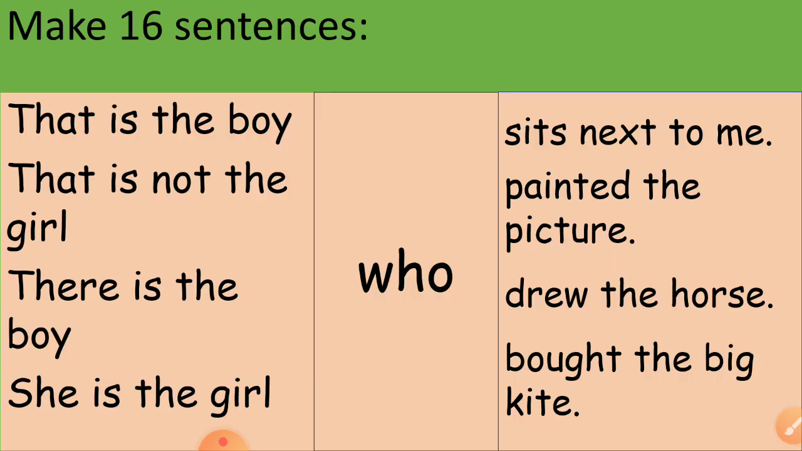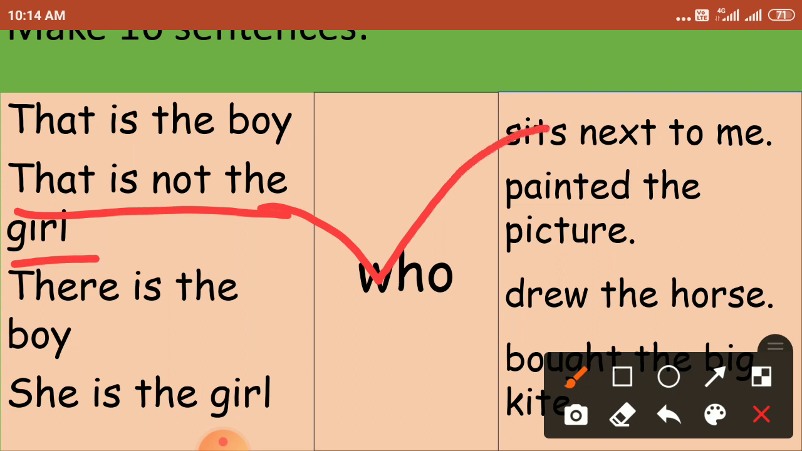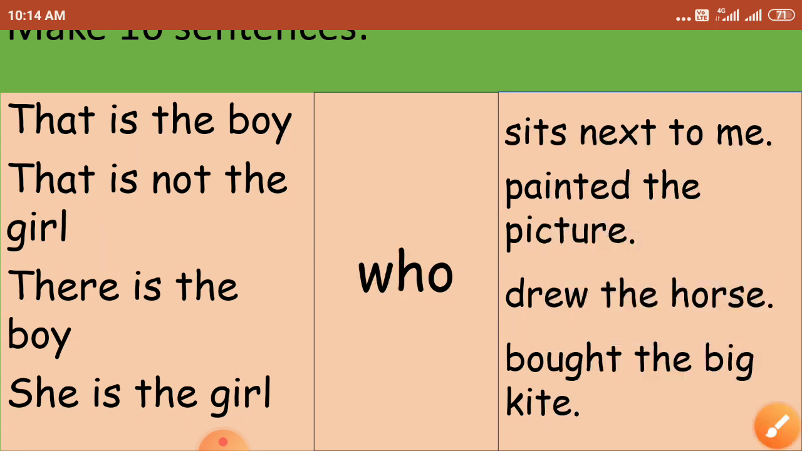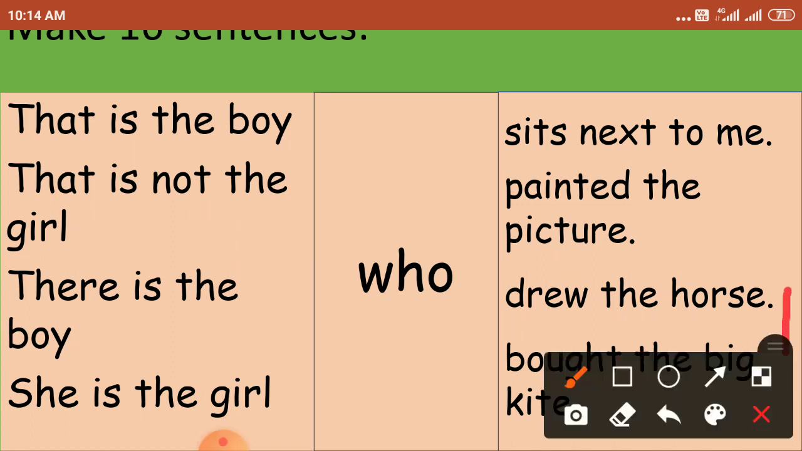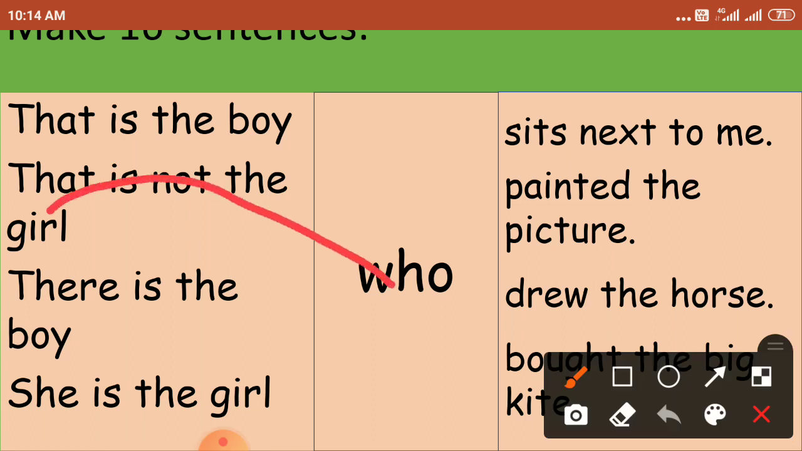Now just see the table once again. Now we are going to frame the sentences with this second group of words. And it is, that is not the girl who sits next to me. That is not the girl who painted the picture. That is not the girl who drew the horse. And then last sentence we can make is, that is not the girl who bought the new kite.